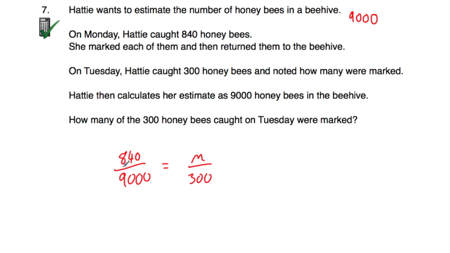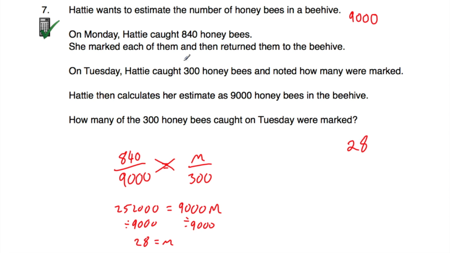So again, we can multiply both sides here by 9,000 and multiply both sides by 300 and so on. I'm just going to cross multiply. So 840 times 300 is equal to 252,000, and that's equal to 9,000m. We're now going to divide both sides by 9,000. Whenever we divide by 9,000, we get that m is equal to 28. So that means that 28 were marked on Tuesday. Whenever she visited on Tuesday and caught 300 honeybees, 28 of them were marked.